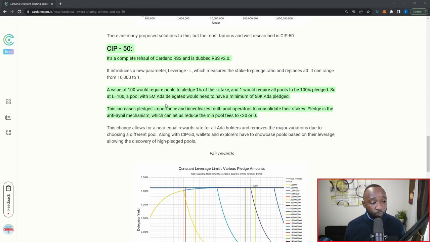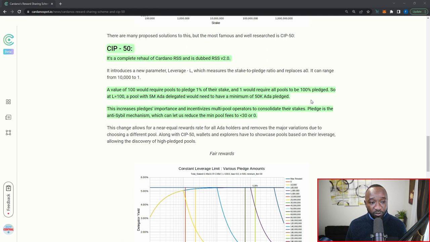Now, a value of 100 requires pools to pledge 1% of their stake. So we're not going to have a direct correlation to how much you have to actually pledge depending on how much people are actually staking with your pool. And if you have 1 as a part of this L value, that would require all pools to have 100% pledge. Now, that I think is quite unrealistic.